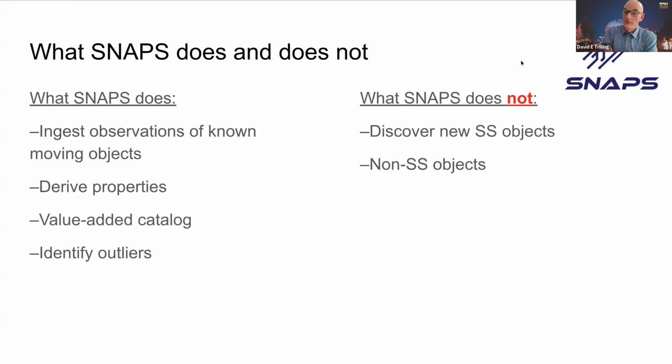Okay. What SNAPS does and what SNAPS does not. I want to just also say this, just so we're all on the same page here. What SNAPS does, I've mentioned: we ingest observations, we derive properties, we have a value-added catalog, and we identify outliers. There are many things we do not do, but I just want to emphasize here that we do not discover new solar system objects. That is happening elsewhere in the LSST ecosystem. That is a very important project, but we are not doing it. And we also are not ingesting or serving any information related to non-solar system objects.